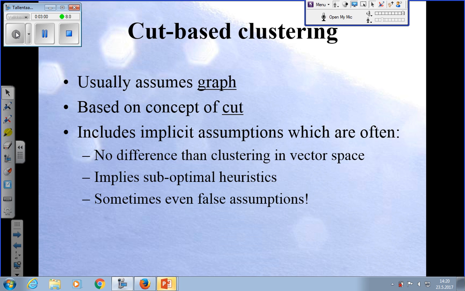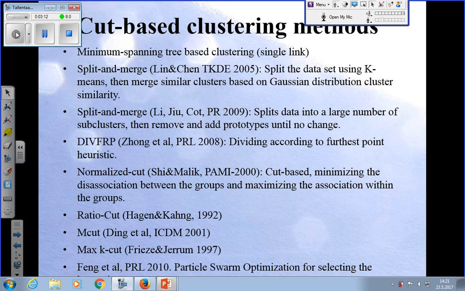So many graph-based methods assume that there's a graph, and the concept of cut is based on these graph links. There are a couple of links mentioned here, so you may look. There are max k-cut, min cut, ratio cut, and similar methods.